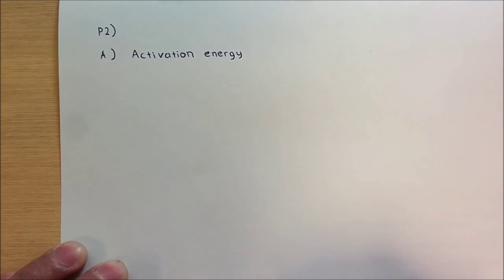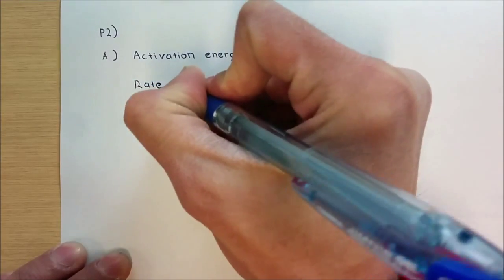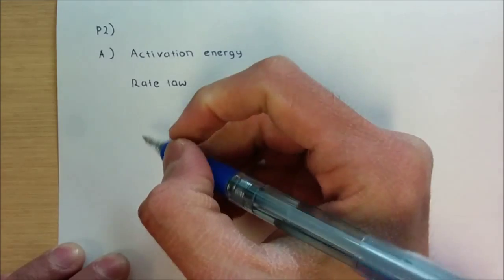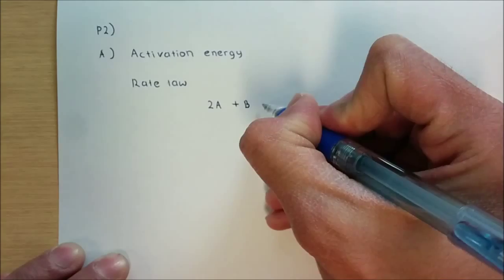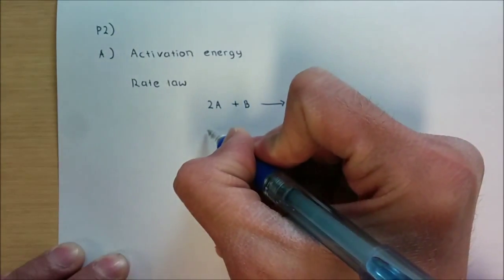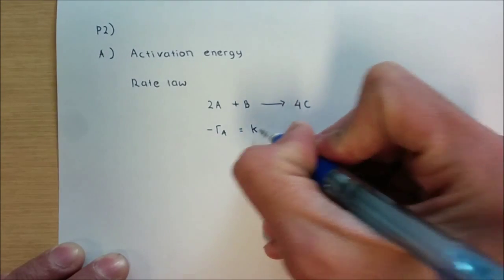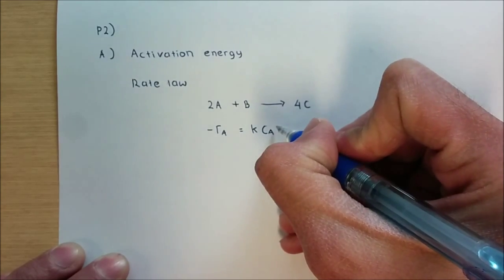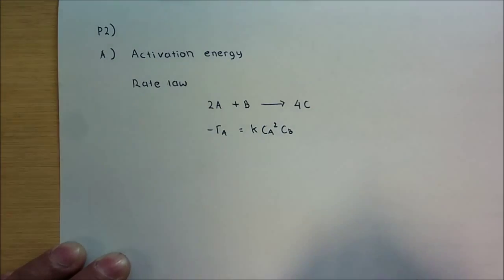In order to solve the problem in part A, which is the activation energy, first we need to derive the rate law. We have a reaction of 2A plus B become 4C. Based on the elementary rate law, we will have rA equal to k C_A to the power of 2 and C_B.